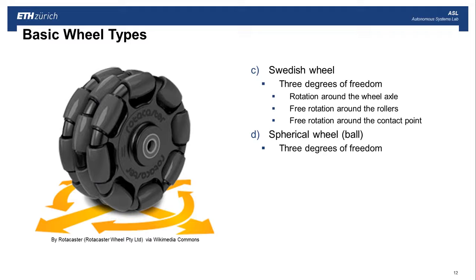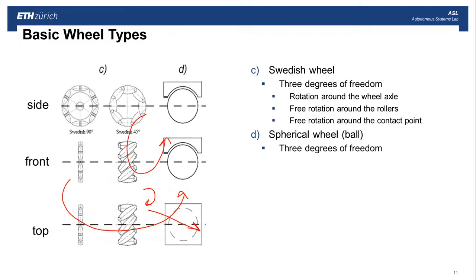So first you have, once again, rotation around the wheel axle. You also have, again, free rotation around the contact point. But in this case, you also have rotation of the small wheels. And so in this way, you can get this translational degree of freedom that comes from the rotation of these little wheels. And you have Swedish wheels with different angles. If you look back at this slide, we have the 90-degree Swedish wheel where the little wheels are 90 degrees to the wheel, and then the 45-degree Swedish wheel.